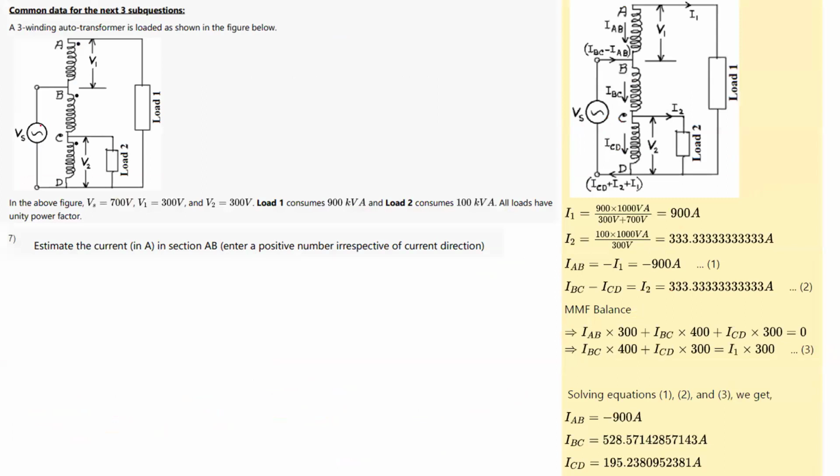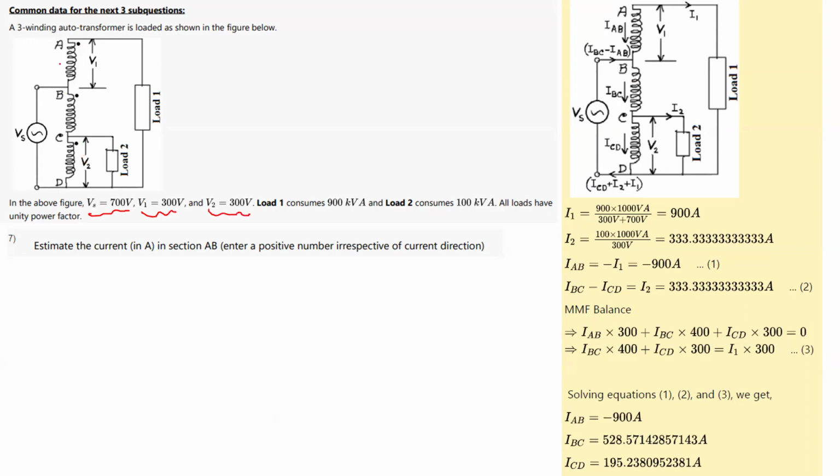In this next question, they have extended the theory of the two winding transformer to a three winding transformer. But this is a very simple question, don't worry. Here they have connected VS 700 volt across the series connection of BC plus CD. Now across AB we have 300 volt, and across CD we have 300 volt.